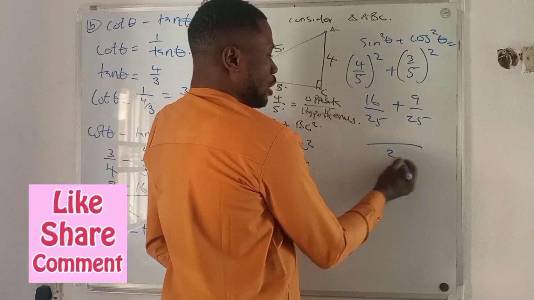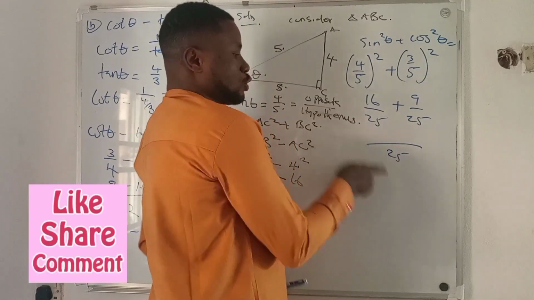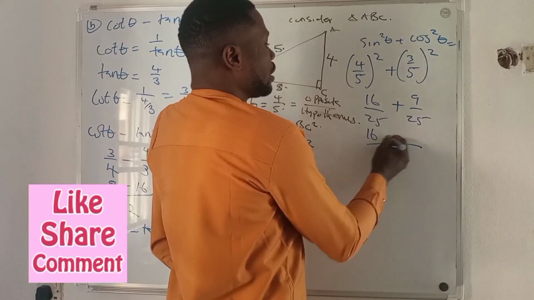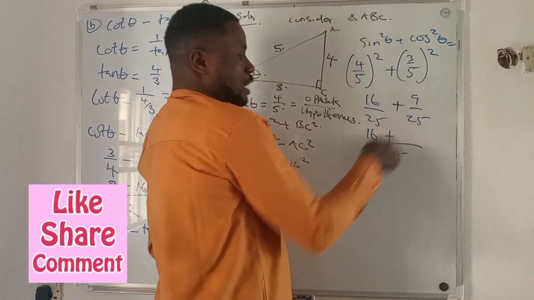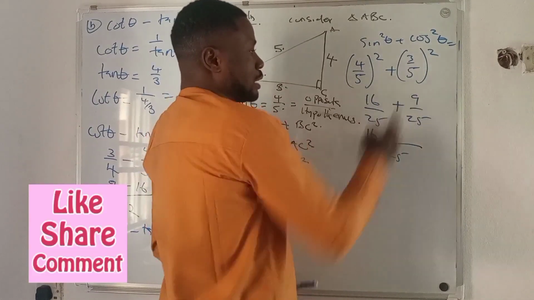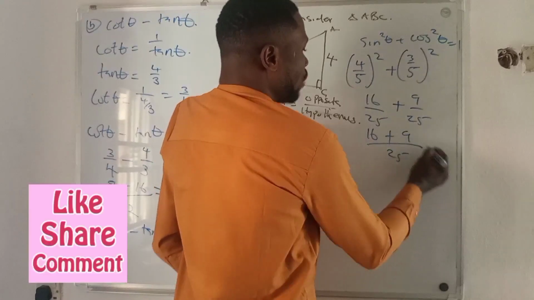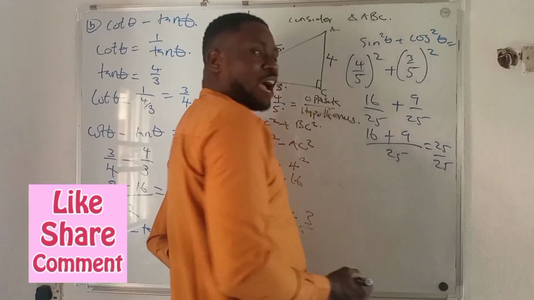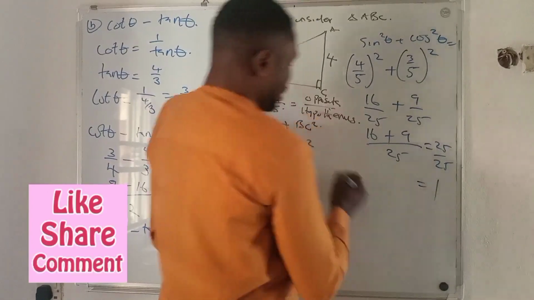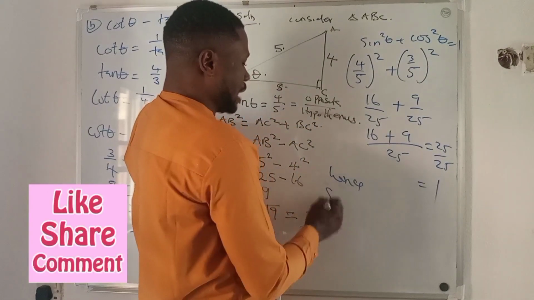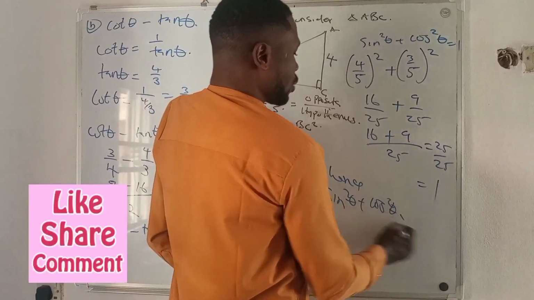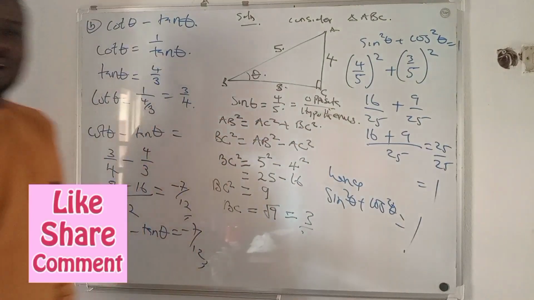We look for the LCM. The LCM will be 25. 25 into itself, it will be 1. 1 times 16, that will be 16. Plus, 25 into itself, that will be 1. 1 times 9 will give us 9. What we now have will be 25 all over 25. 25 upon 25, that will be 1. Hence, we have established that sin square theta plus cos square theta is equal to 1. That's the final answer to that.